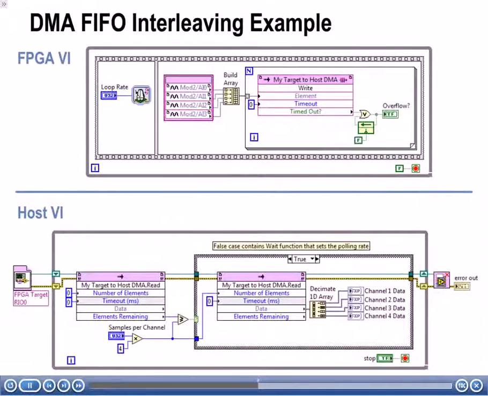On this slide, we're just putting everything together. We see the FPGA VI on top, where we use the build array, and then we use the for loop to iterate through that array and write those channels one at a time. Then on the host VI, we have to de-interleave that data, and we do that by decimating that 1D array back into our 4 channels worth of data.